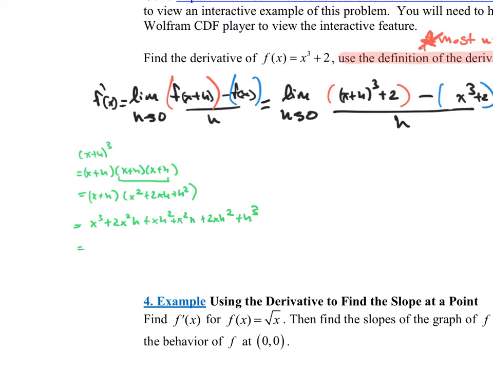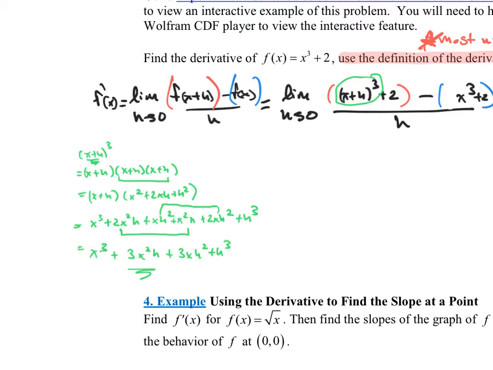Let's see if we can combine like terms here. Looks like I have a 2x squared h plus an x squared h, and I have an xh squared plus a 2xh squared. So combining those, I would get x cubed plus 3x squared h plus 3xh squared, and then plus my h cubed on the end. So that's what I'm going to plug in for just this part right there.